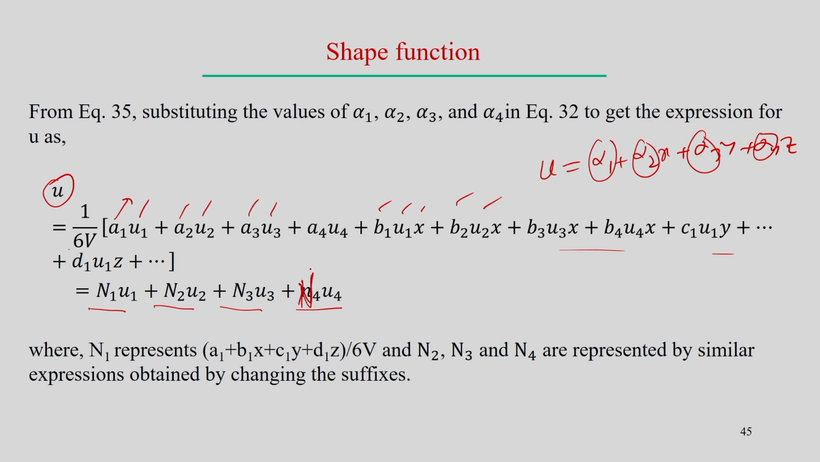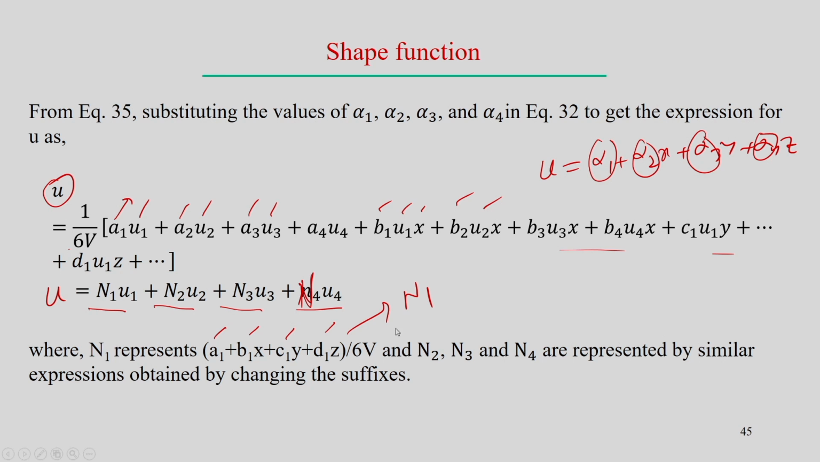So, this N we represent in the general way, u is this value. Now, N1, N2, N3, N4 are represented by similar expressions by changing the suffix. N1 can be represented as A1 plus B1 x plus C1 y plus D1 z divided by 6V. This is the expression for N1. From here we can find this expression. Following a similar strategy, N2 can also be represented in the similar way. Similarly, N3 can be represented, and N4 as well.